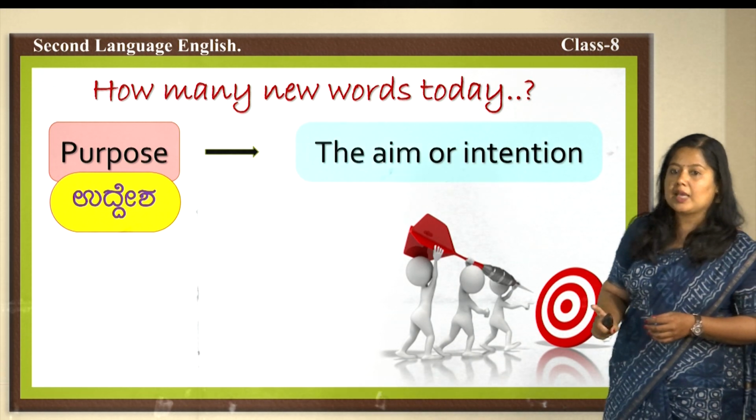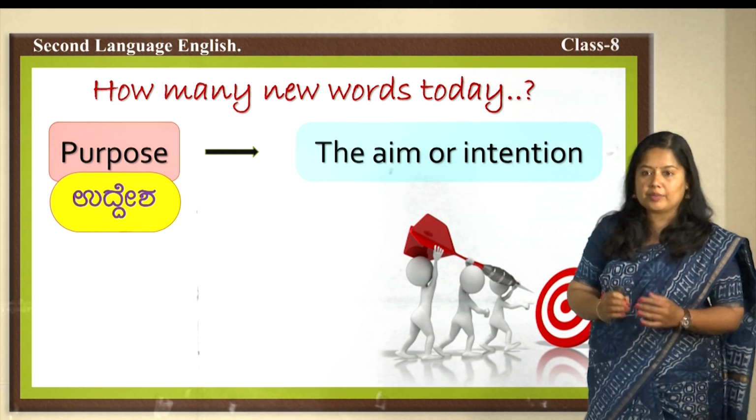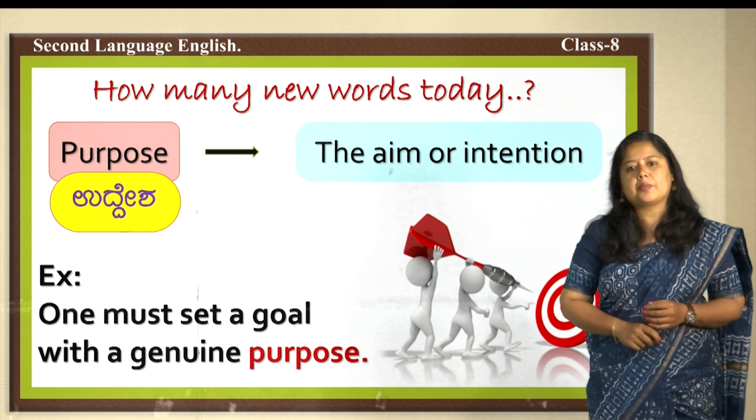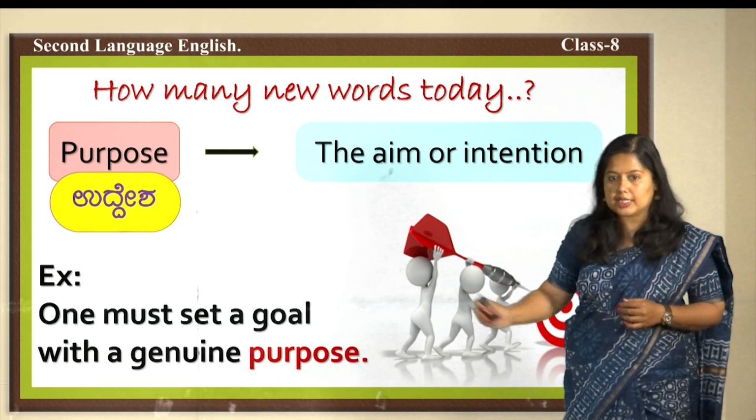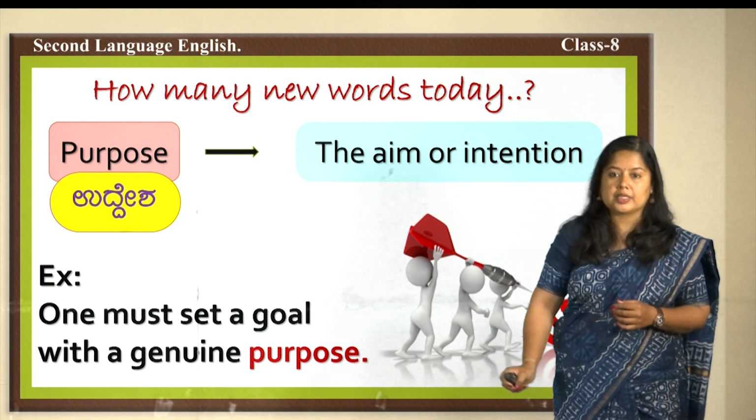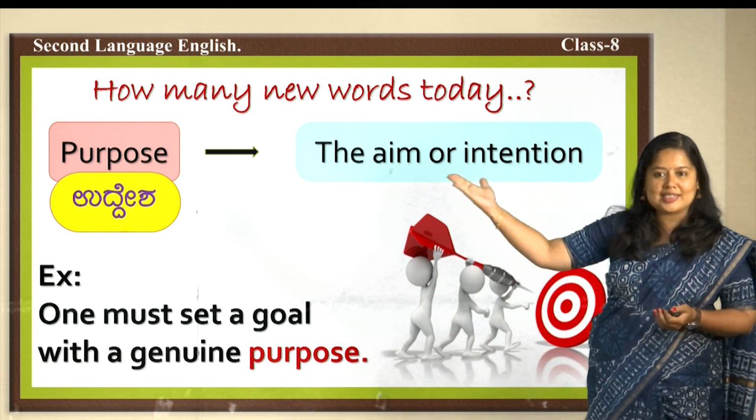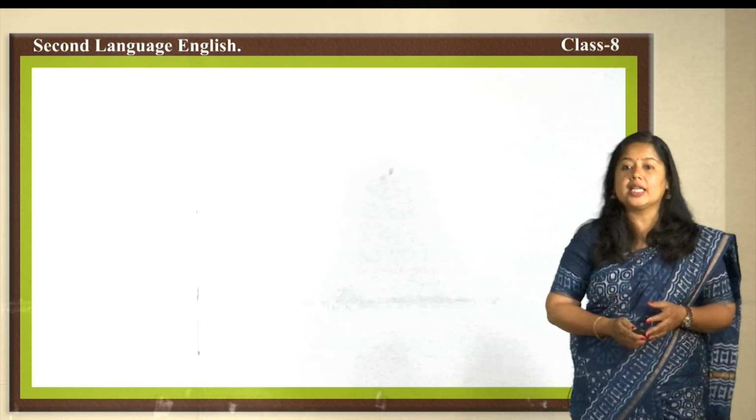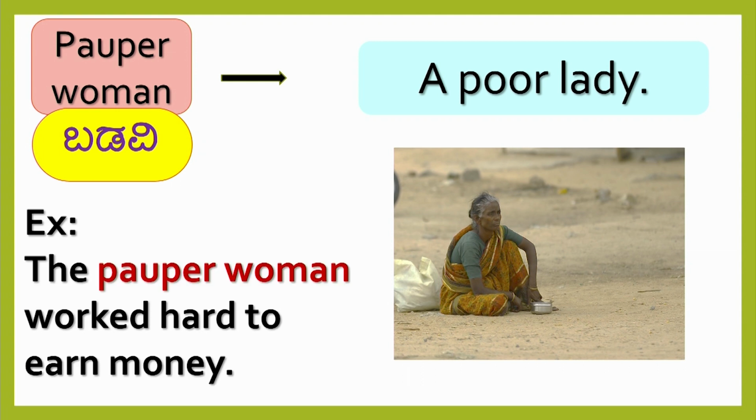Purpose is the aim or intention to perform some act. If you are performing some act, there is a sentence that matches and eases you to understand how the word is to be used in a sentence. One must set a goal with a genuine purpose. So, if you are doing something, question yourself, why are you doing it? Your answer should be the purpose. Here is a second word, pauper woman, a poor lady. So, an example sentence for you is, the pauper woman worked hard to earn money.